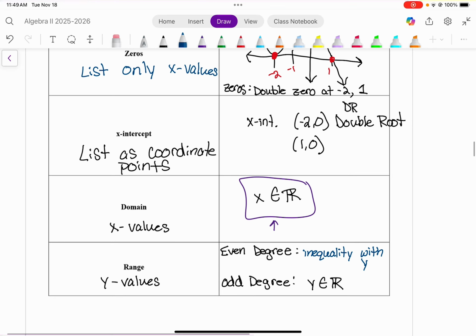Okay, so that's all of our vocab. The next video will go over some graphing examples.